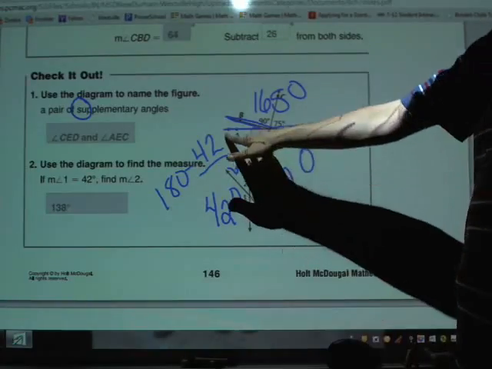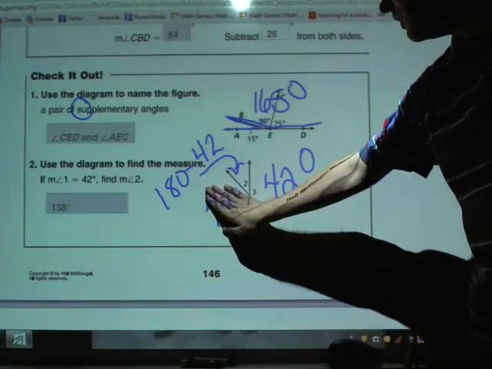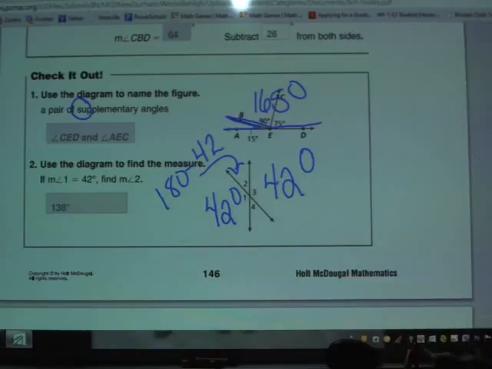The same logic would flow this way. 138 here plus 42 here would make 180 for that line as well. And again, when they make 180 together, that's referred to as supplementary angles.